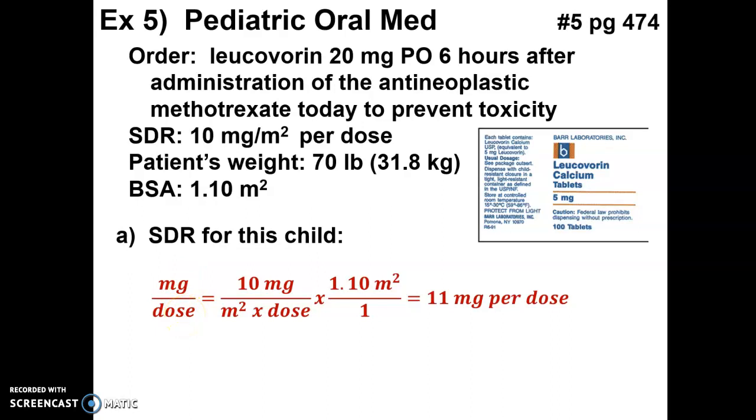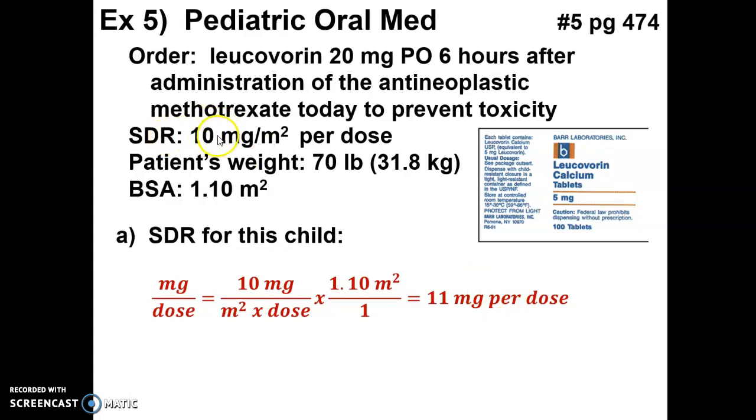And it told us that we can give 10 milligrams per meter squared per dose. And we need to get rid of meter squared, right? So let's pull in the BSA of 1.10 meters squared so that those meter squareds cancel. And we should be able to get 11 milligrams per dose. Okay, so that's our safe dosage range.